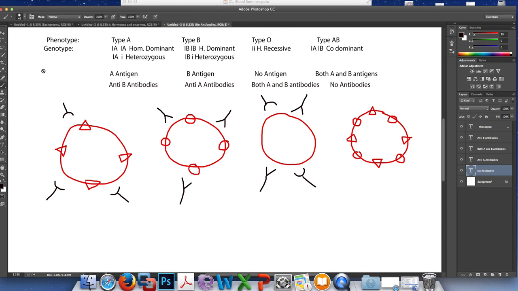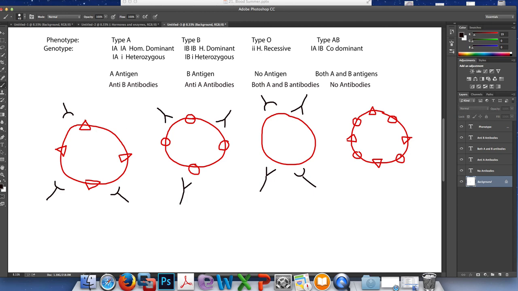So let's review. Our phenotype is the physical manifestation of our genes. So if you were type A blood, that means the protein that we have is antigen A. And this is determined by either being homozygous dominant, having two dominant genes for type A blood, or one dominant and one recessive gene for type A blood. And if we have A antigen, we have anti-B antibodies. Again, we don't want anti-A antibodies in the blood because they will bind to the antigen and then cause the red blood cell to break down.